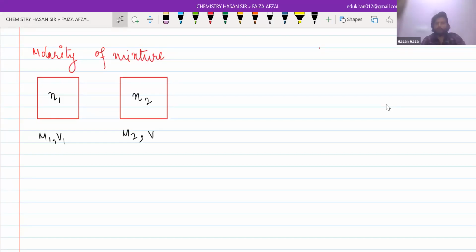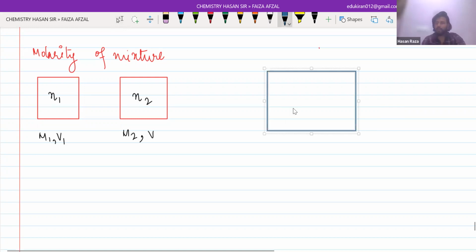Container. How are you going to mix it? You can see this is the bigger container in which you are going to mix both. Now this will have molarity, let's say M, volume V, and number of moles of solute N. Since here is number of moles of solute N1 and here is N2, if you mix them, the final number of moles of solute will be N1 plus N2. Yes or no?